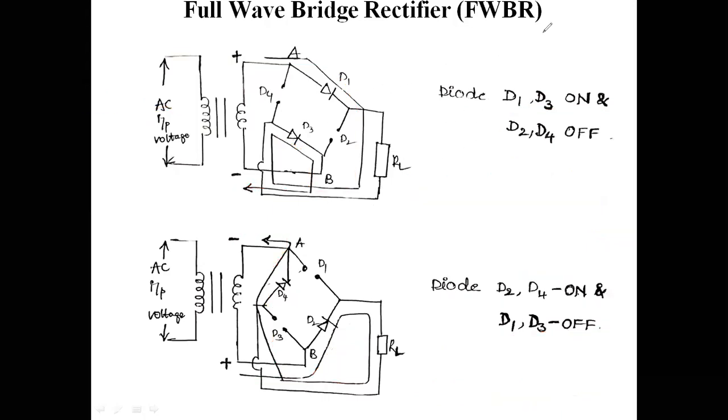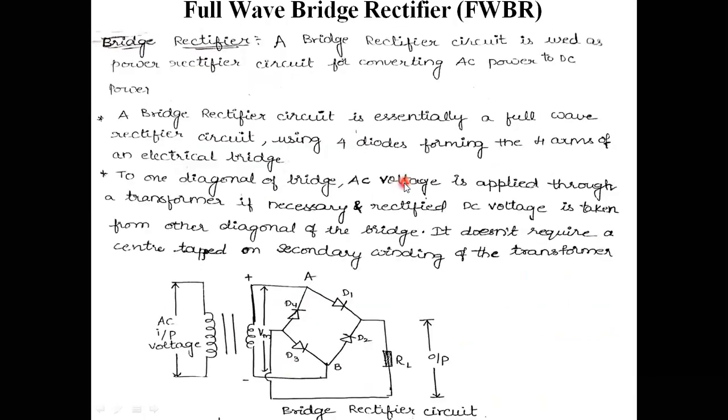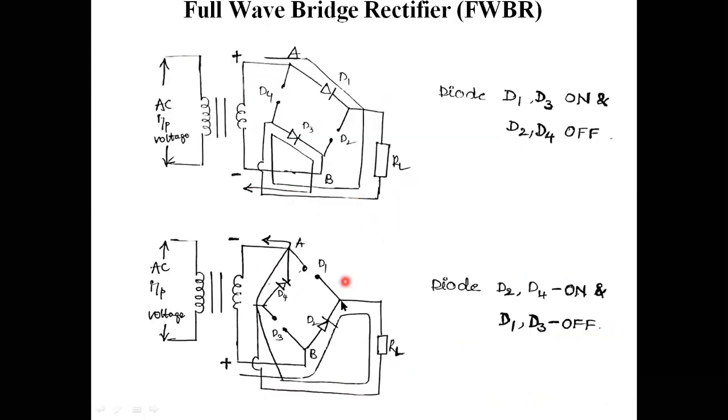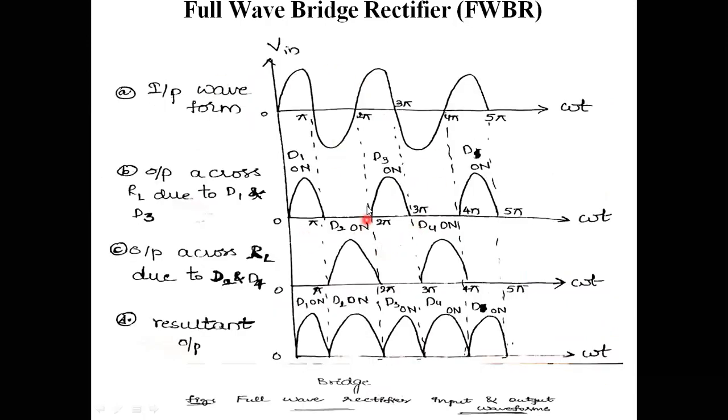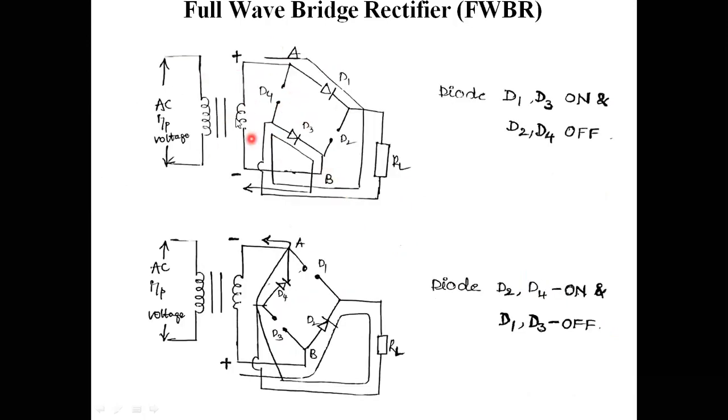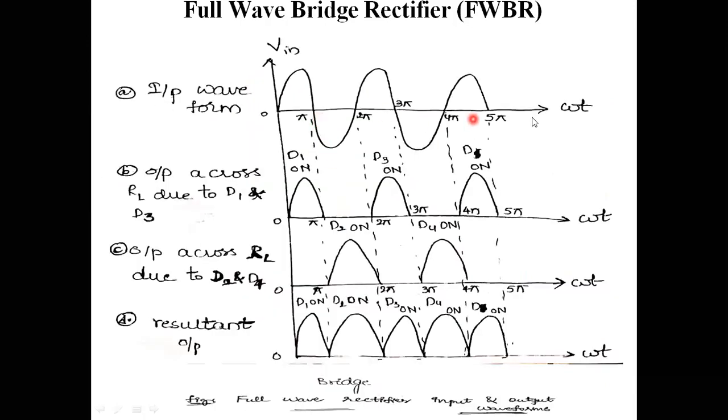This is the main part to know the operation of the entire bridge rectifier circuit. First is the principle, next is construction, next is operation. Here we will see the operation by taking the positive half cycle. This is the normal waveform: 0 to pi, pi to 2 pi, 2 pi to 3 pi, 4 pi, like that. This is two half cycles. Let this be one half cycle up to 2 pi, and another up to 4 pi. The input waveform is provided like this.